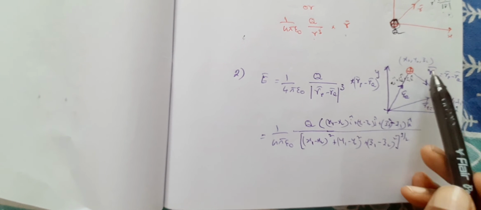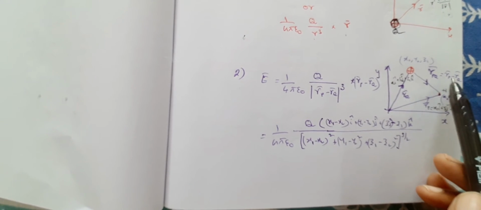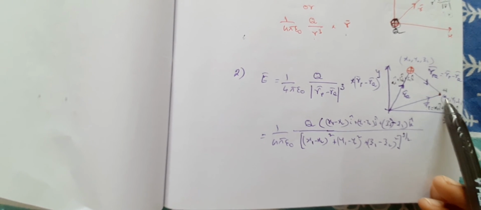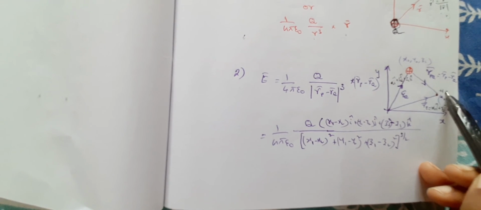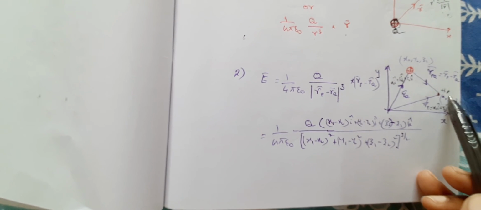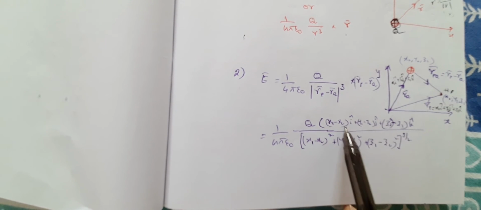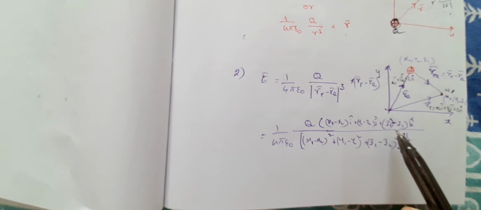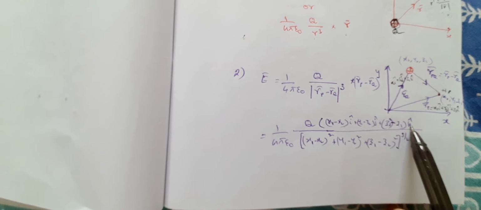So now rPQ bar is rP bar minus rQ bar, right? So now what is rP bar minus rQ bar? This is the point P, right? So therefore rP bar minus rQ bar is (x1 minus x2) i cap plus (y1 minus y2) j cap, and so on, right? So this is the rP bar minus rQ bar vector.